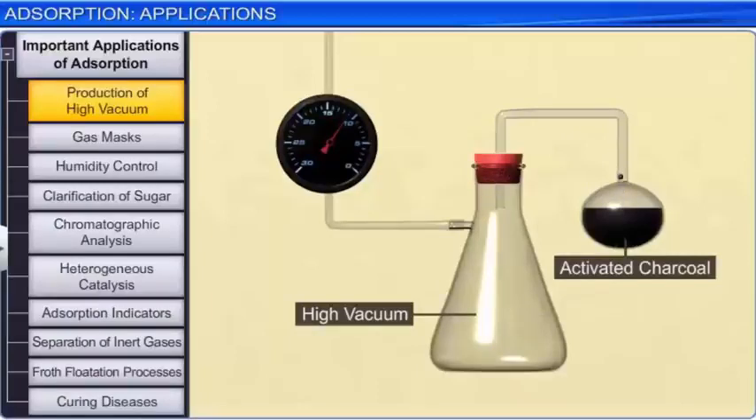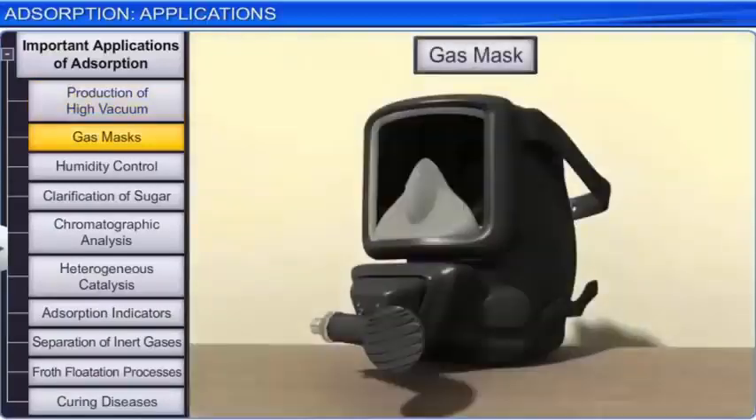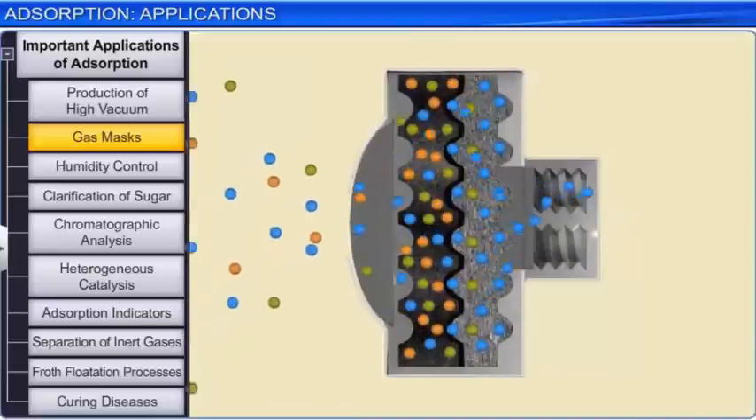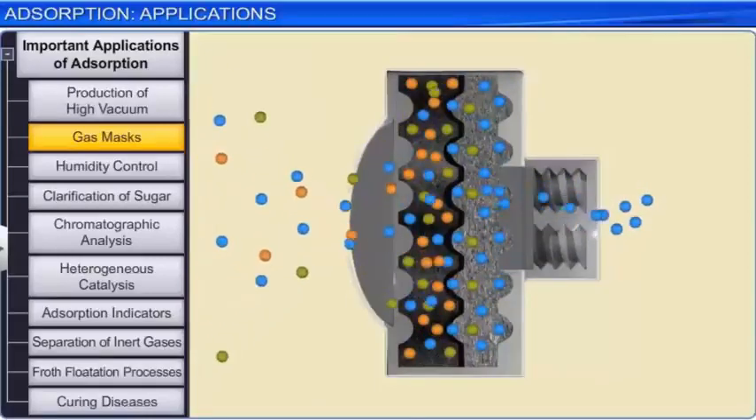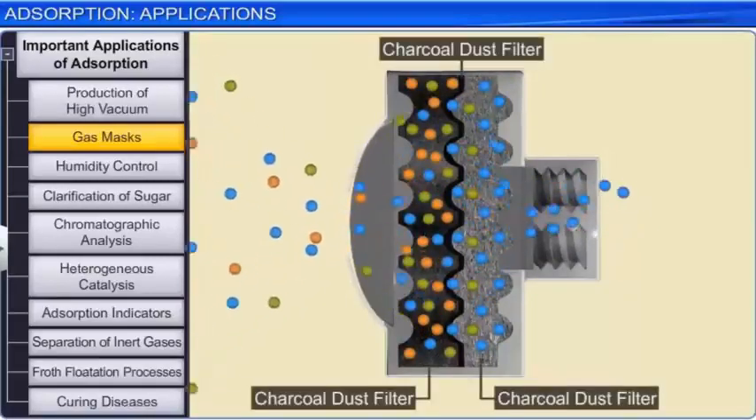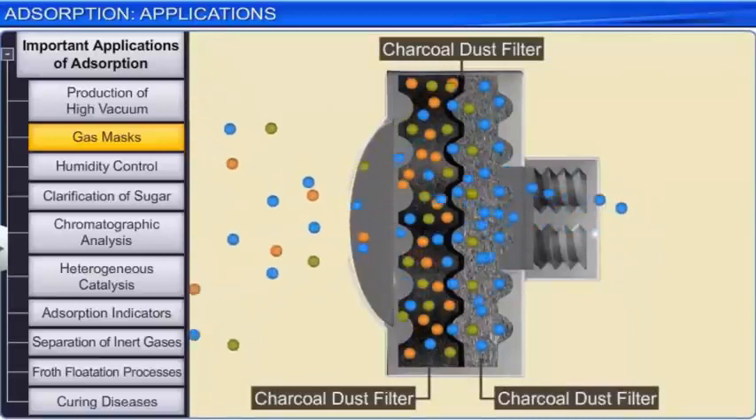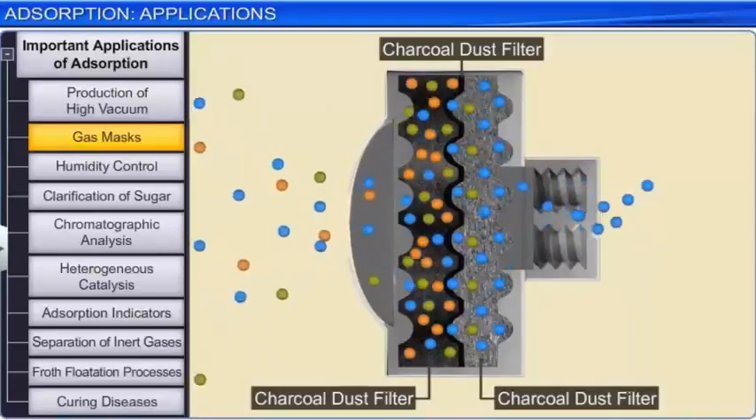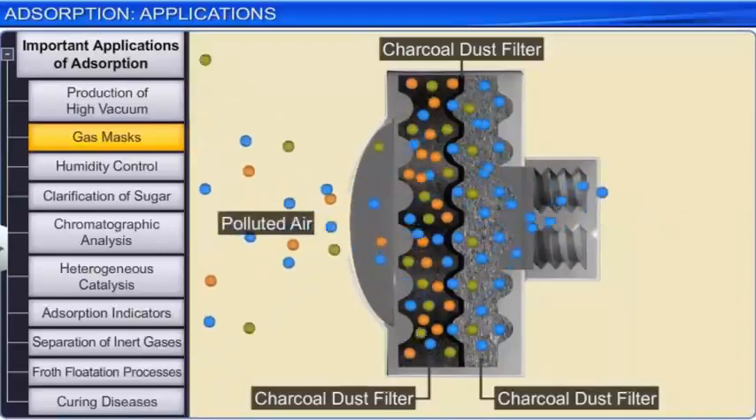Gas masks, used by miners in mines, provide protection from both particulate matter and poisonous gases. These are based on the phenomenon of adsorption. Gas masks contain activated charcoal or a mixture of adsorbents that preferentially adsorb large volumes of poisonous gases and thereby purify the air for breathing.